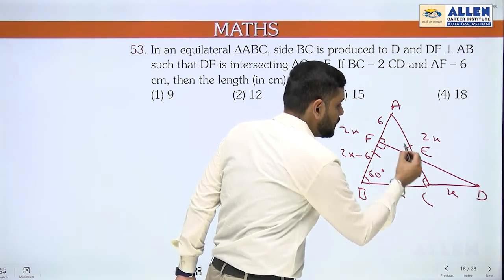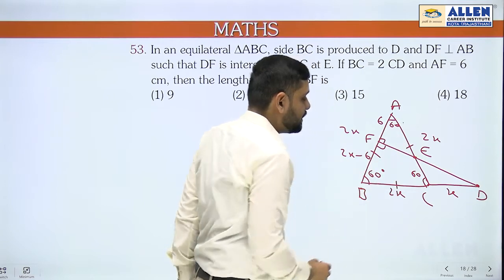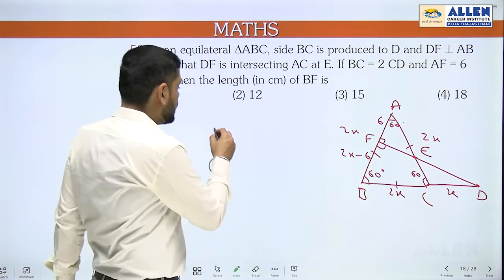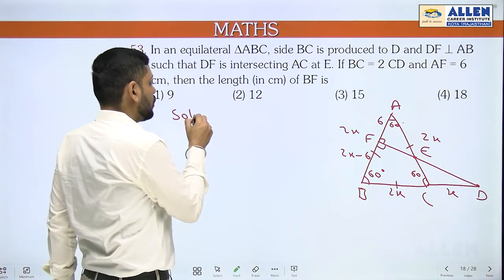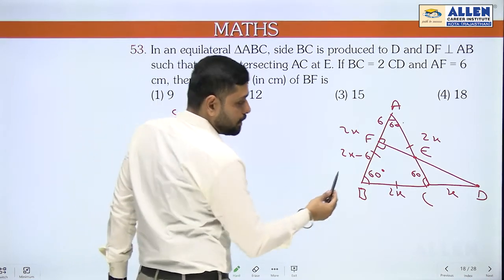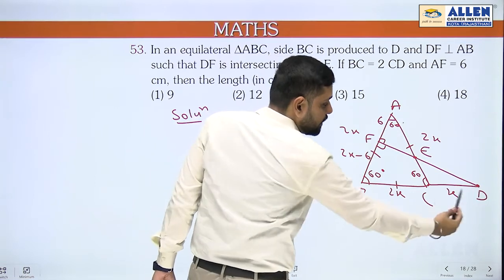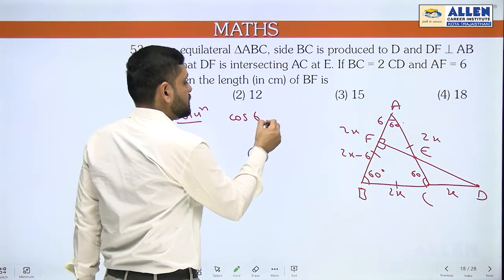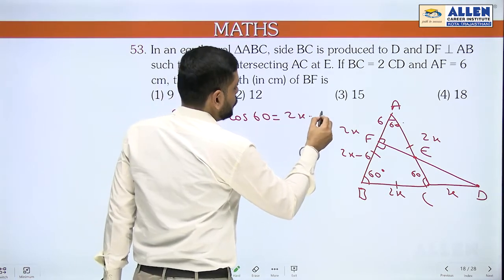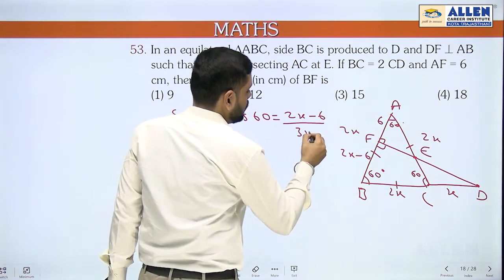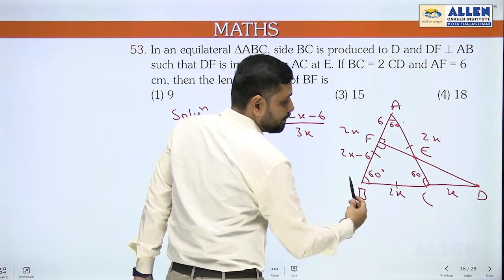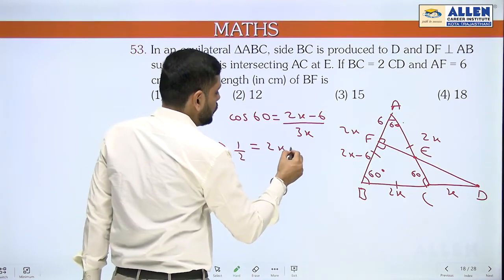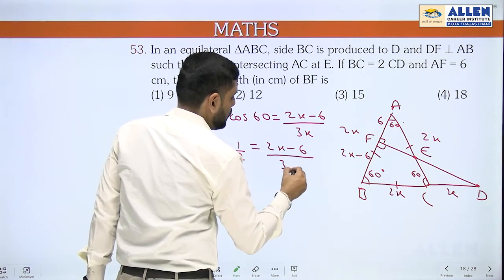Now as this is a right angle triangle, this angle is 60 because it's an equilateral triangle. So all angles are 60 degree. So we can apply trigonometry here as it is a right angle triangle. So we can apply trigonometric ratio of cos because base we need to find and information about hypotenuse is given. So we'll take cos 60 equal to 2x minus 6 upon 3x. Cos 60 is base upon hypotenuse. So the value of cos 60, 1 by 2, equal to 2x minus 6 upon 3x.